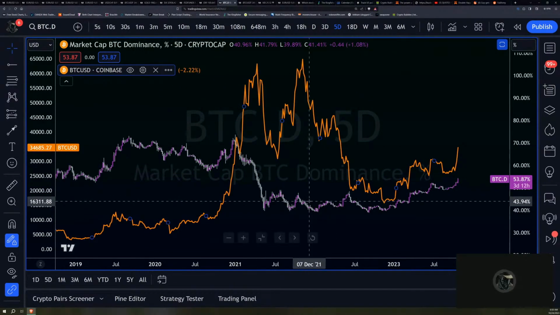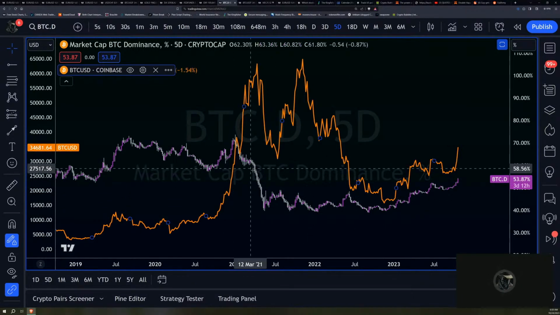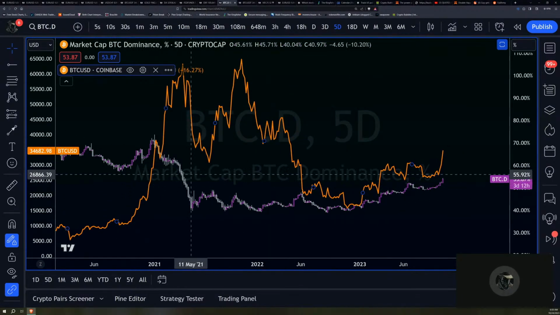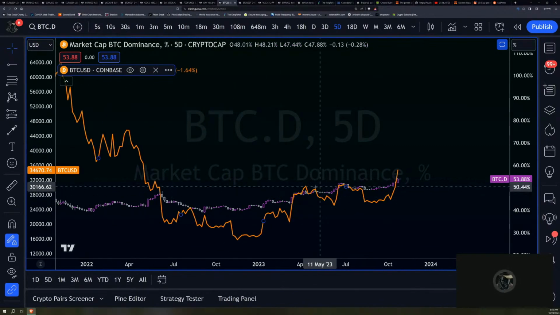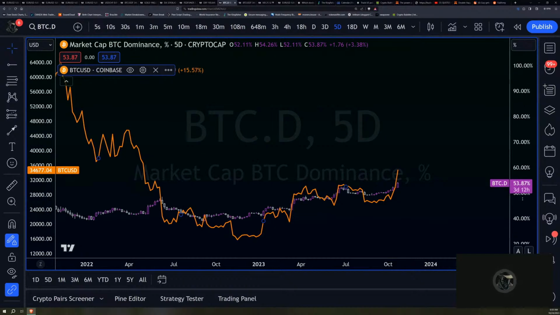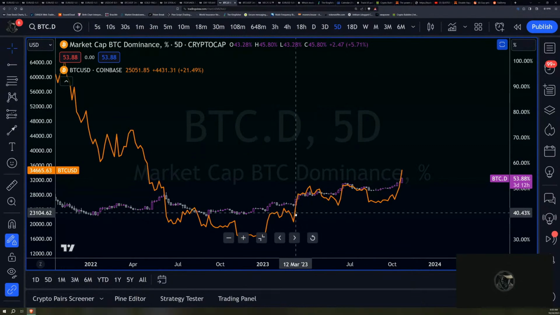Because this Bitcoin dominance is very difficult to predict. It doesn't move like price moves. It's its own metric. You can't use indicators to predict it. Not really. You can, but it's just not that accurate in my experience. So what I would do is this.